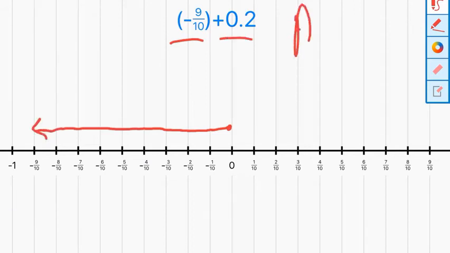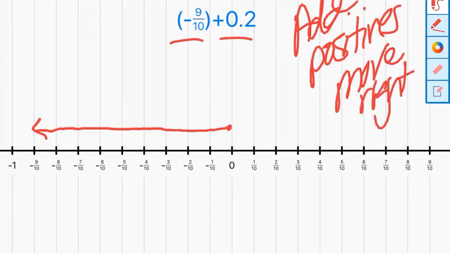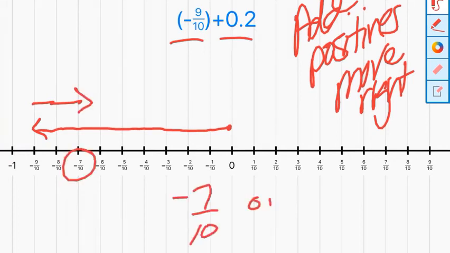Now when I add positives, your solution is getting bigger. So in order to get bigger, I need to move towards the right because I need to get closer to 0. So I'm going to move to the right, 0 and 2/10, which is 2 spaces, and I end up at negative 7/10. And don't forget, we can write it in our decimal form as well.